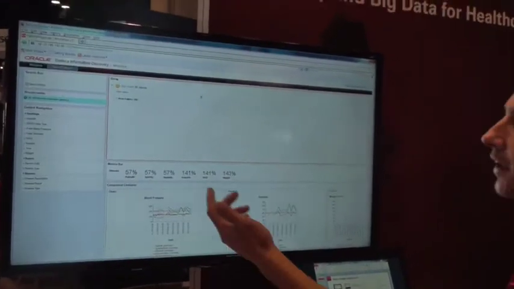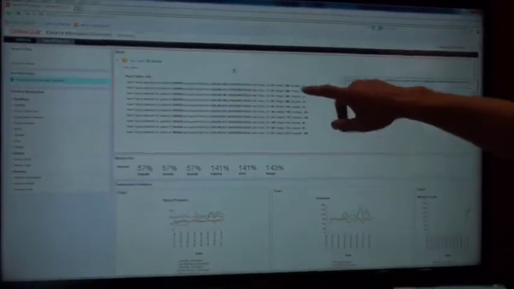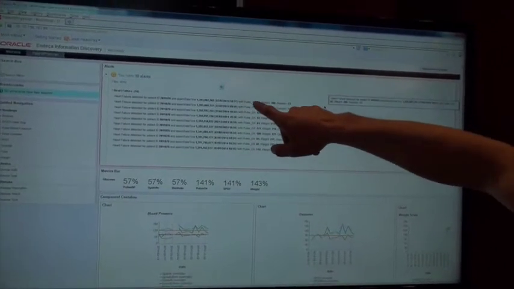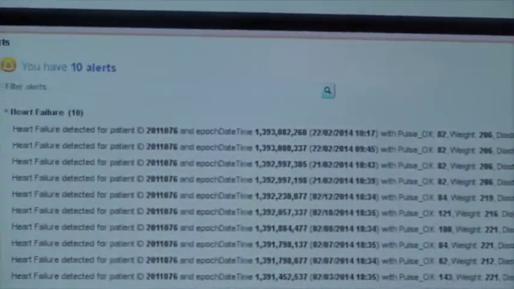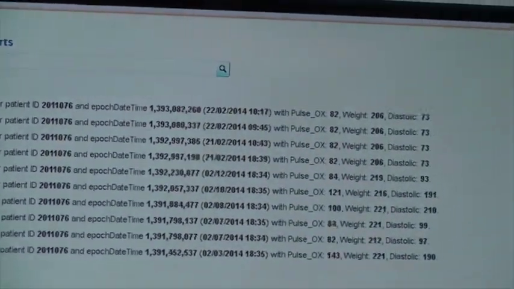The most important part here is that the healthcare provider will notice he has some alerts. We've run this a few times today, so you can see that we have a few alerts. But the most important thing here is that the last set of data we have right here comes up that we have a heart failure detected for this patient. Patients are identified by ID here for privacy, but that's the important part.